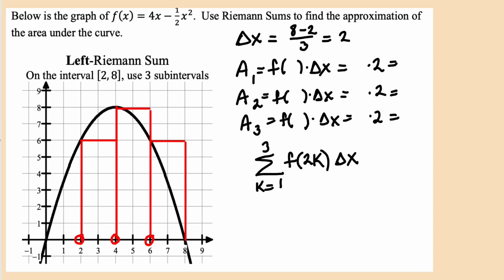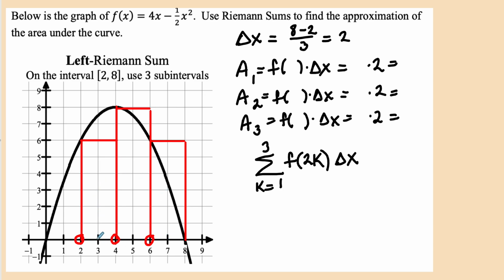All right, so let's take a look at this curve right here. It's a parabola, and we would like to find the area under the curve from 2 to 8 using 3 subintervals. So I drew the 3 rectangles. The way I found the width is I took the length of the interval, which is 8 minus 2, and I divided by 3, so that was 2. So each one of these widths of the rectangles is 2.